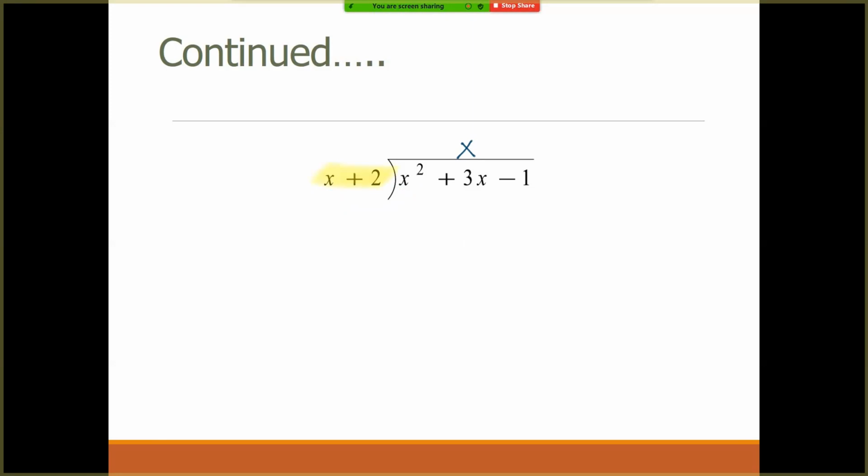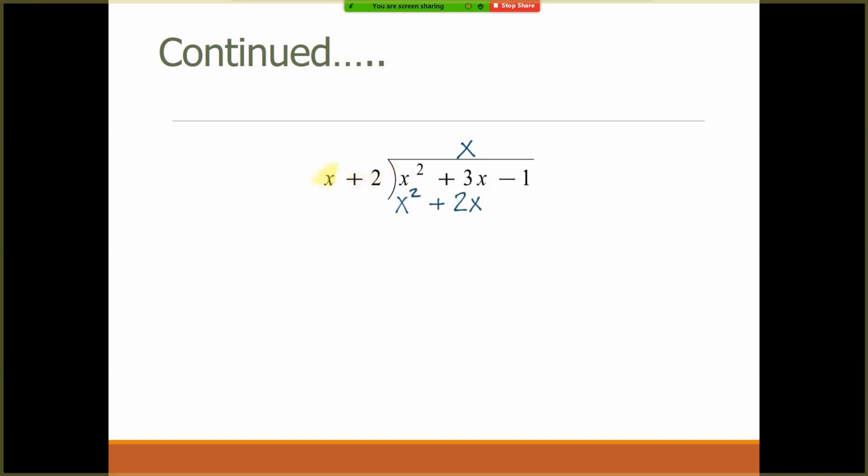So first step, we're going to multiply x times x to get x squared. What's really new for this is because we have this plus 2, it also has to get multiplied by whatever we write on top, so plus 2x.